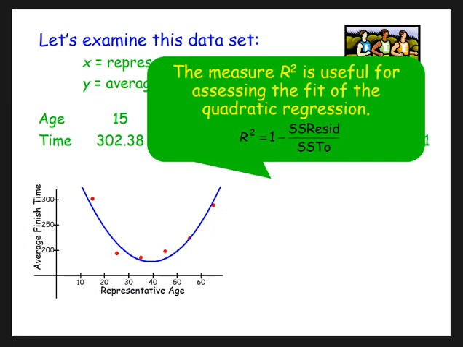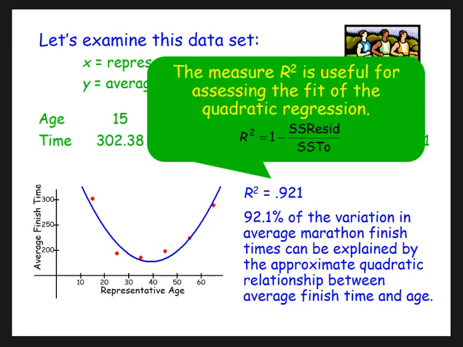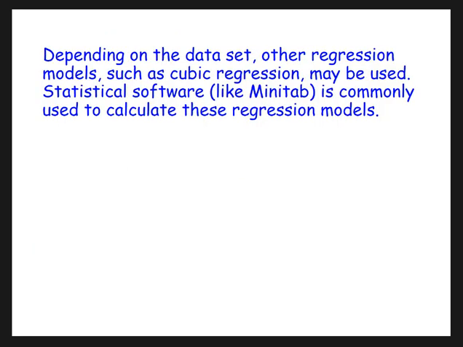R squared is still useful here to assess the fit of the quadratic regression. Like I said, for a linear regression, R squared we can just take that correlation coefficient and square it. But for other shapes, R squared has to be calculated independently. So this is saying that 92% of the variation in the finish time can be attributed to age and this regression relationship. Depending on the data set, other regression models such as cubic or polynomial may be more appropriate. Minitab can do these. Doing them by hand is very difficult.